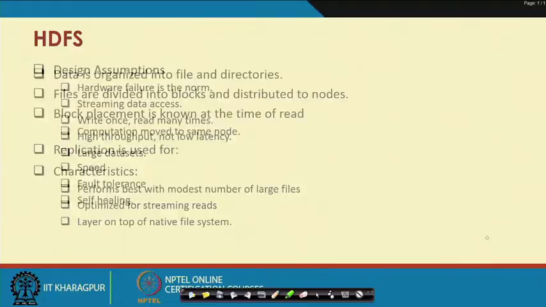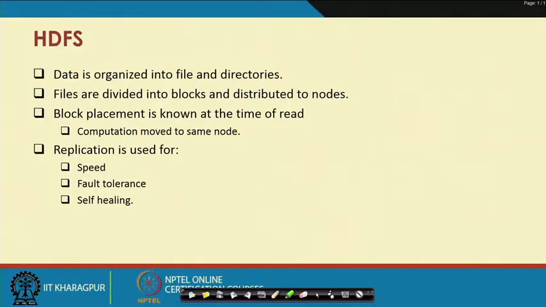Keeping these design assumptions in mind, HDFS performs best with a modest number of large files. It is optimized for streaming reads, as we discussed, and another important characteristic of HDFS is that it does not try to implement the low level file system, but it is a layer on top of the existing file system which is provided by the operating system.